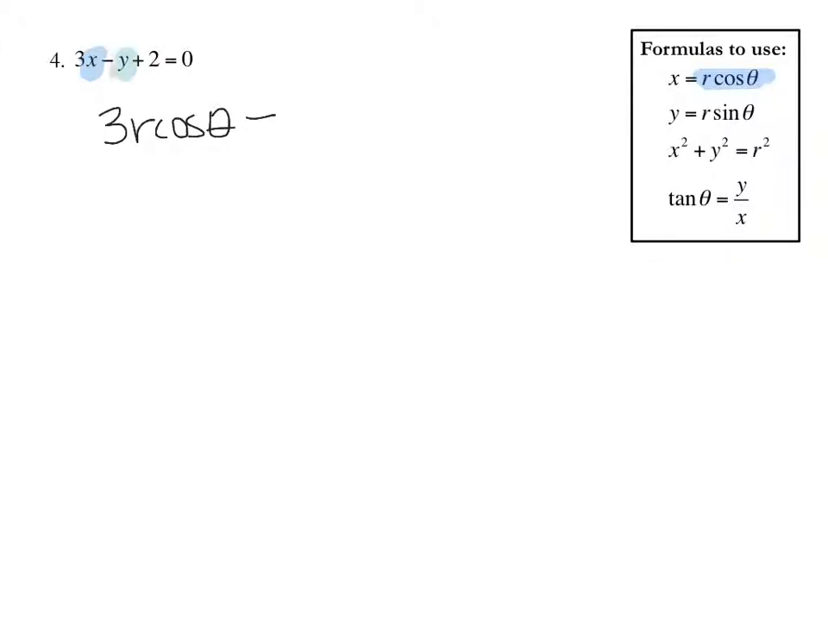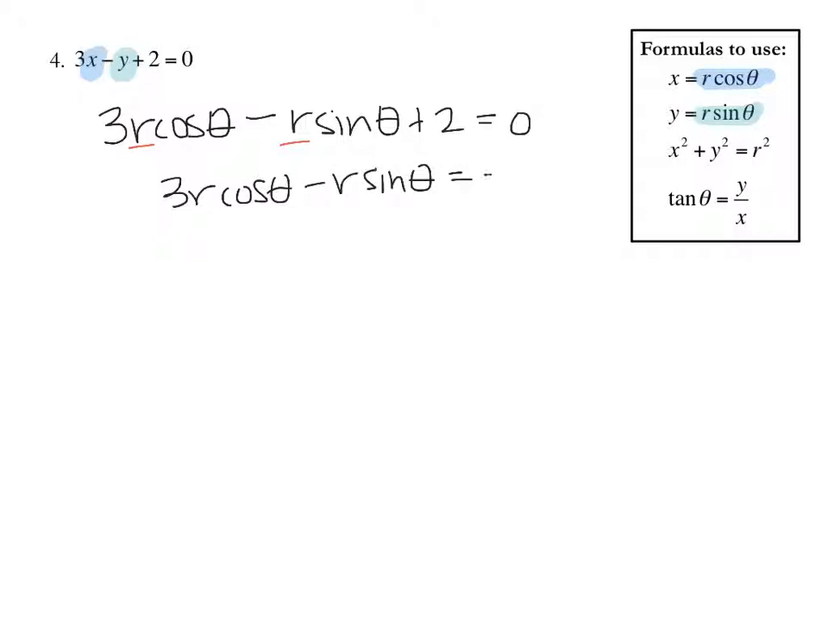Minus, I know what y is. Y is r sine theta, so we're going to plug that in. And then it'll be plus 2 equals 0. So remember, our goal is to solve for r. So the first thing I would do here is the 2 doesn't have an r in it. Let's kick it off to the other side. It's got to get away from the r's, and we can move that to the other side since it doesn't have an r attached to it.